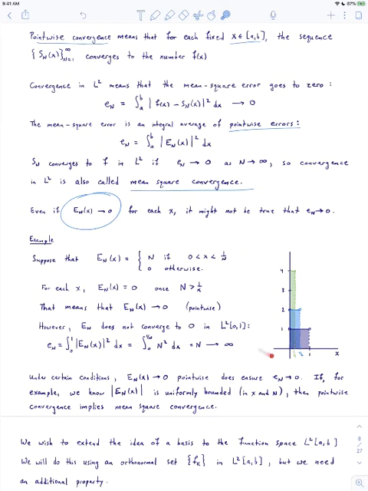You can see what's happening here is that our pointwise errors are not bounded. As n goes to infinity, this picture here, this horizontal line, is just going to shoot up. So you don't have the boundedness that you might like. That lack of boundedness is why the pointwise convergence doesn't imply the mean square convergence.